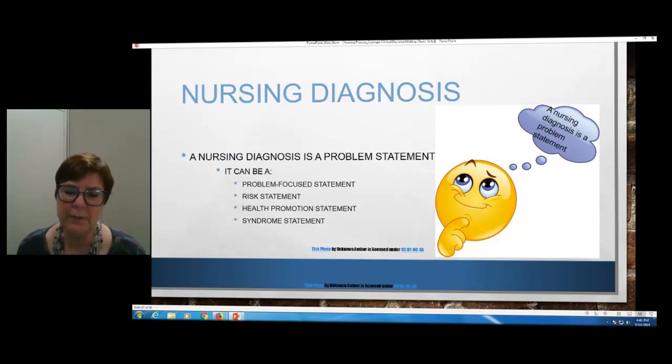A health promotion statement would be one when you're trying to teach the patient, like to take medications, to have lifestyle changes. And then there are a few syndrome statements, like frail elderly syndrome. And the syndrome statements are more rare, but they are things that have very common threads, that 100 people may have this frail elderly syndrome, and they're all going to be very, very similar and react and progress in the same ways.